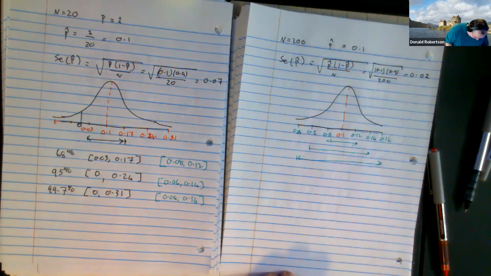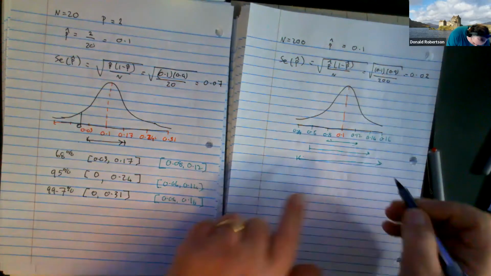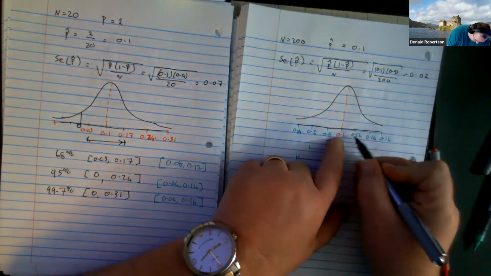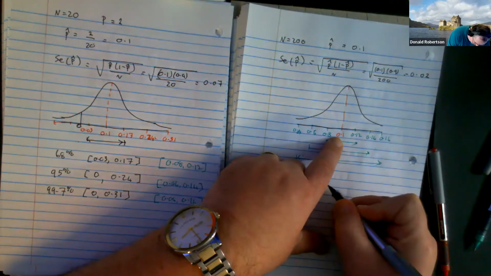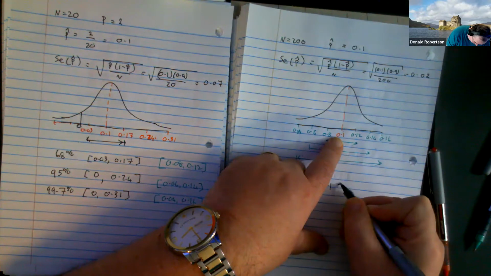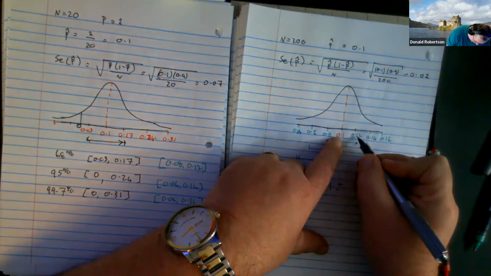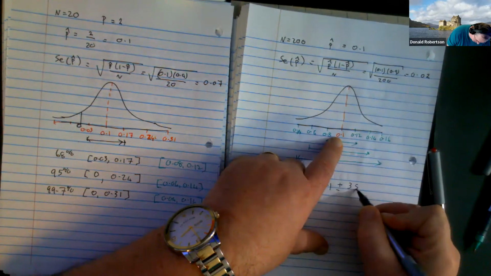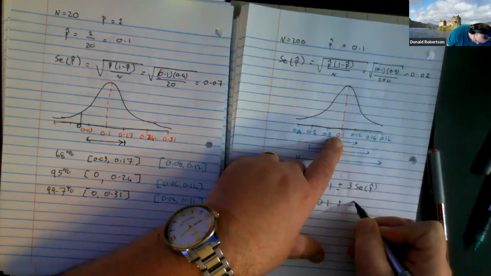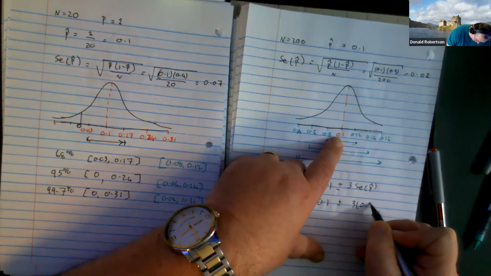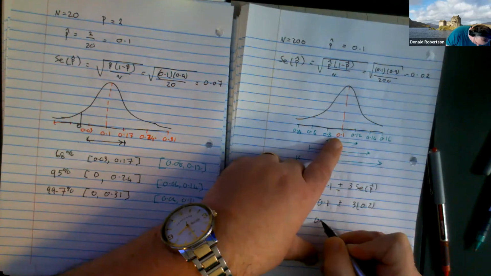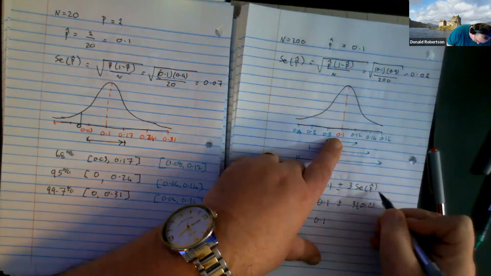You sometimes take this guy. Let's take this one. You know, the one that was 0.1? And you add and subtract 3 standard deviations, in this case, 3 standard errors. What do you get? You get 3 times 0.02, you get 0.1 plus or minus 0.06.